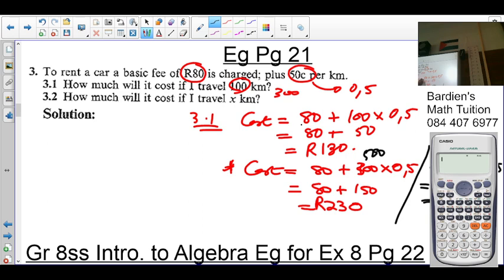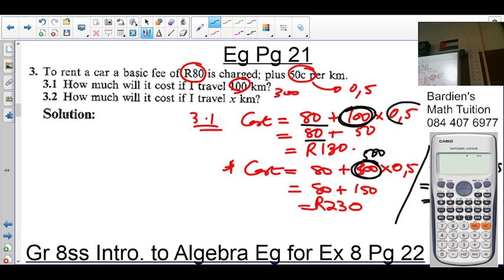So what changes here and what stays the same? The basic fee stays the same. What do we call that? Something stays the same. Constant. It remains the same. So we have a constant and we have a variable. That value changes. Can you see that, people?